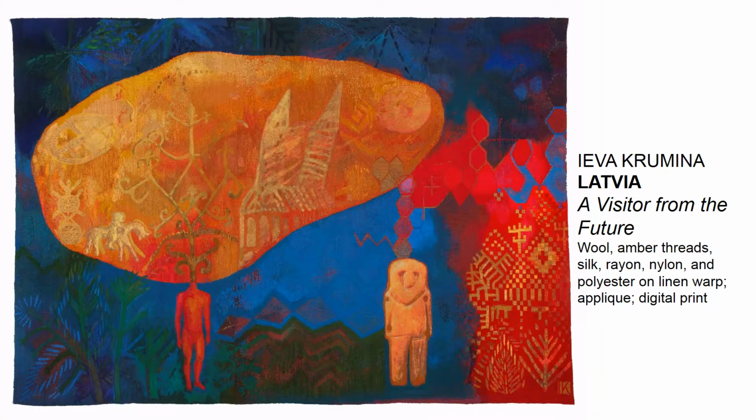Another Latvian artist appears in the show. This is Ieva Krumina, and her piece, A Visitor from the Future, is, a bit like Valerie Kirk's piece that we've seen already, very interested in ancient artifacts, and in particular a 5,000-year-old anthropomorphic artifact found in the Baltic territories. And for her, this artifact holds information about the past, and she thinks of it as almost holding a formula that could be used by people of the future. So thinking about how memory and knowledge of the past might help us to move forward.